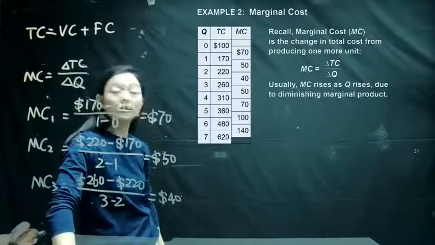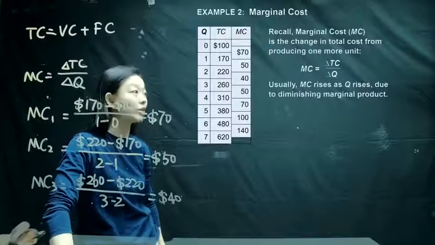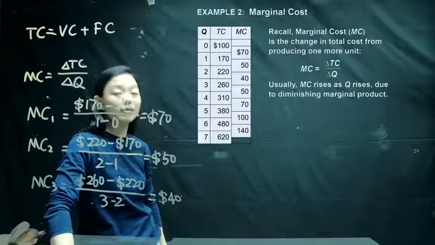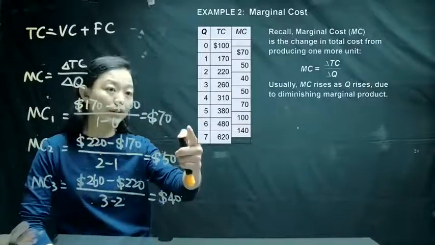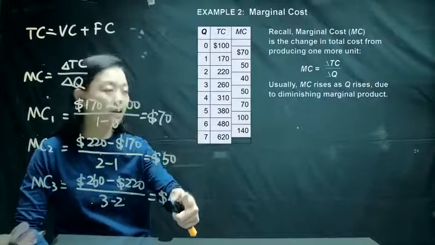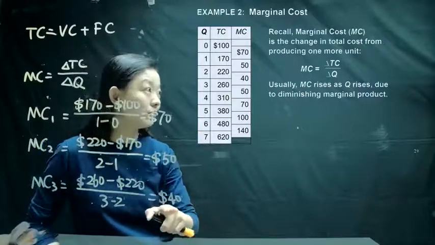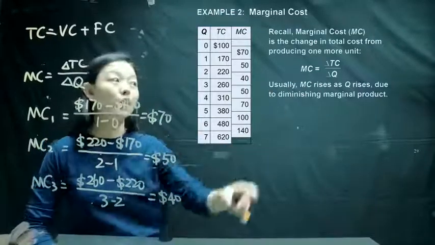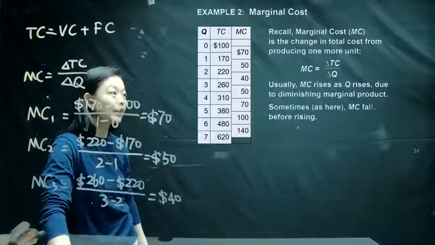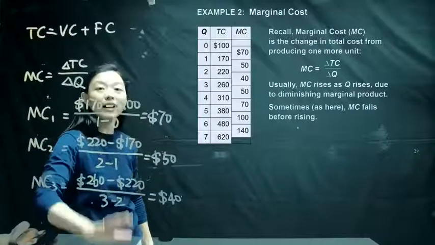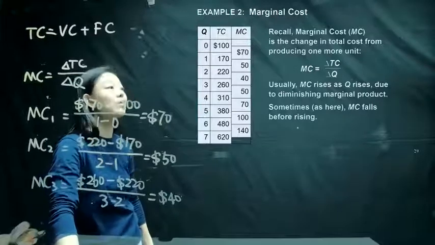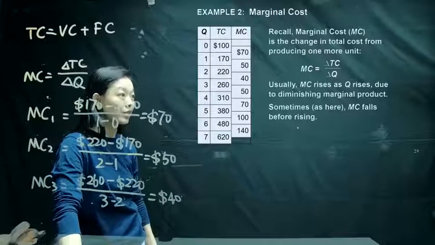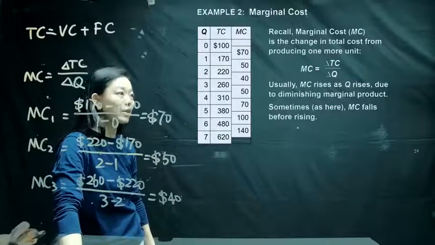And usually marginal cost increases as output increases because of diminishing marginal product. You can see at the beginning, marginal cost decreases. However, when you reach the bottom, it increases again, okay? It increases eventually. So sometimes, like in this table, marginal cost decreases before increasing, okay? So how can we get the marginal cost curve?